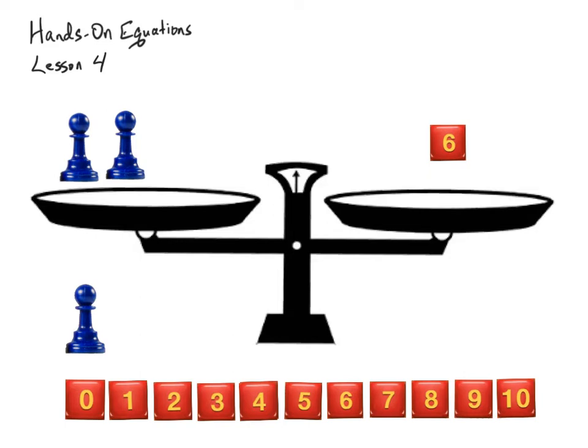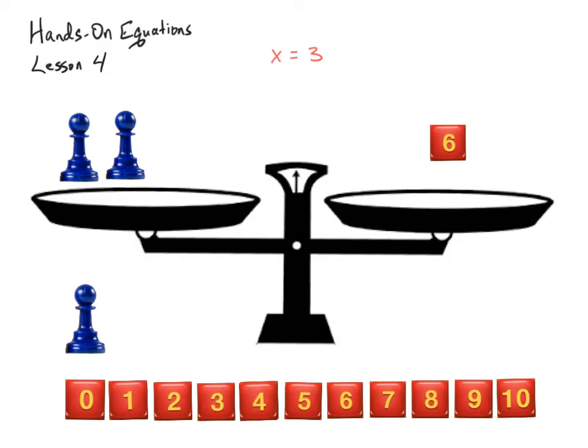We can remove number cubes from both sides as long as we are taking the same value of number cubes away from each side. If we now look at this equation, we have 2x equals 6. 2 times what equals 6? 2 times 3 equals 6, so x has a value of 3.